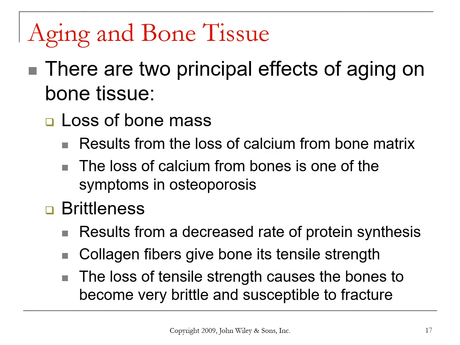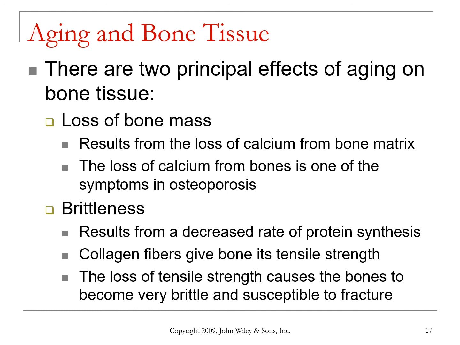So there are two principal effects of aging on bone tissue. Number one, loss of bone mass. And this results from the loss of calcium from the bone matrix, which is one of the symptoms characteristic of osteoporosis. So with osteoporosis, again, the activity of osteoclasts is greater than that of osteoblasts, and the bone tissue becomes porous and fragile and decalcified.